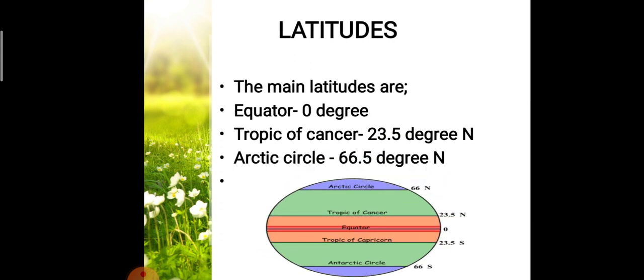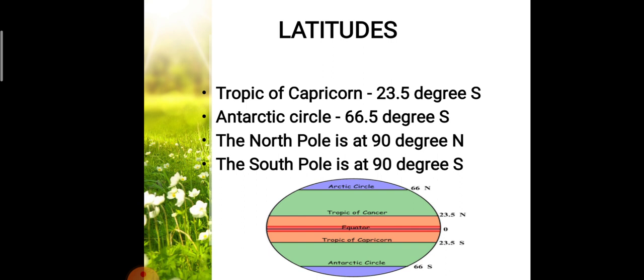I hope you understood it. The main latitudes that I have already discussed for you: the Equator at 0 degree, the Tropic of Cancer 23.5 degree towards north, and the Arctic Circle 66.5 degree again towards north. Okay, these are the latitudes toward the northern hemisphere.